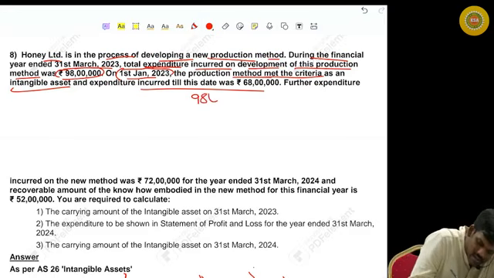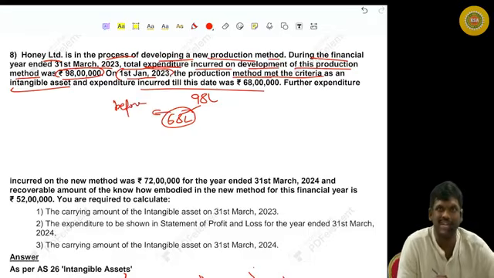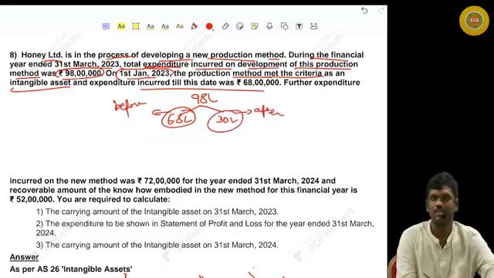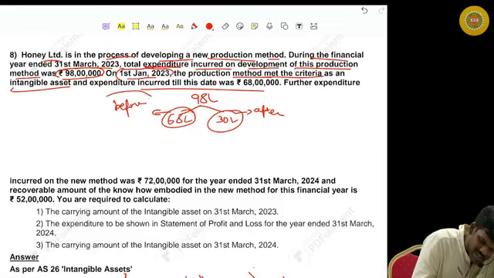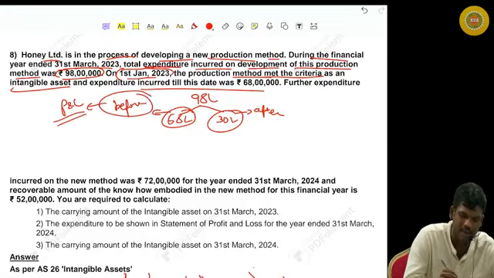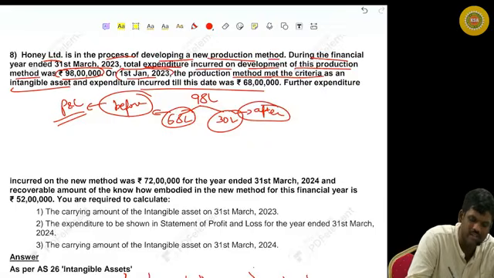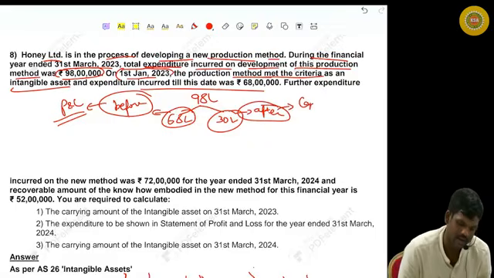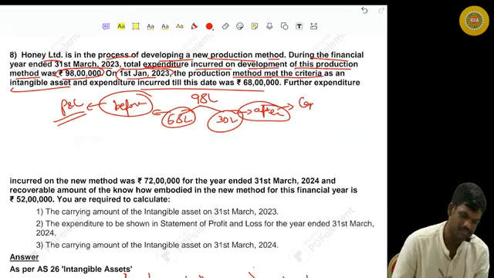In this, 68 lakhs was spent before satisfaction of conditions. Remaining 30 lakhs only was spent after satisfaction of conditions. So this 68 lakhs, since it was incurred before satisfaction of conditions, should be charged to P&L. This 30 lakhs which was incurred after satisfying conditions can be capitalized. I hope you are very clear.